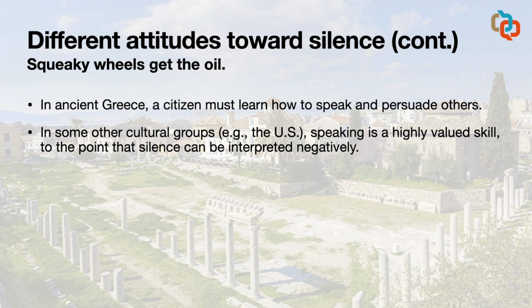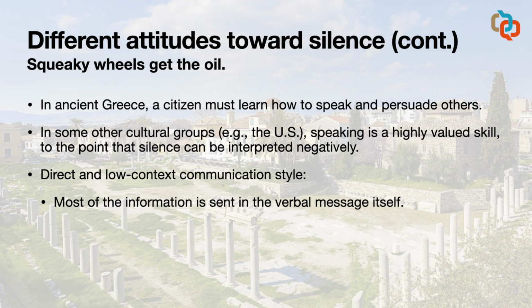Now, just like the fact that we often see people who value silence as indirect or high context communicators, people who are pious followers of speaking tend to be more direct and low context when they communicate with other people, because they believe explicitly speaking something out can solve many problems. Being a direct and low context communicator means that most of the information they want to send out is largely embedded in the verbal message itself.